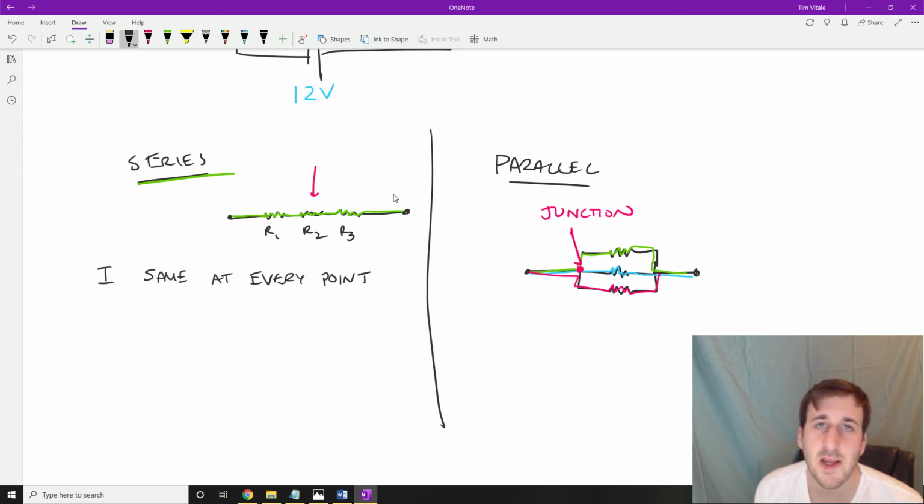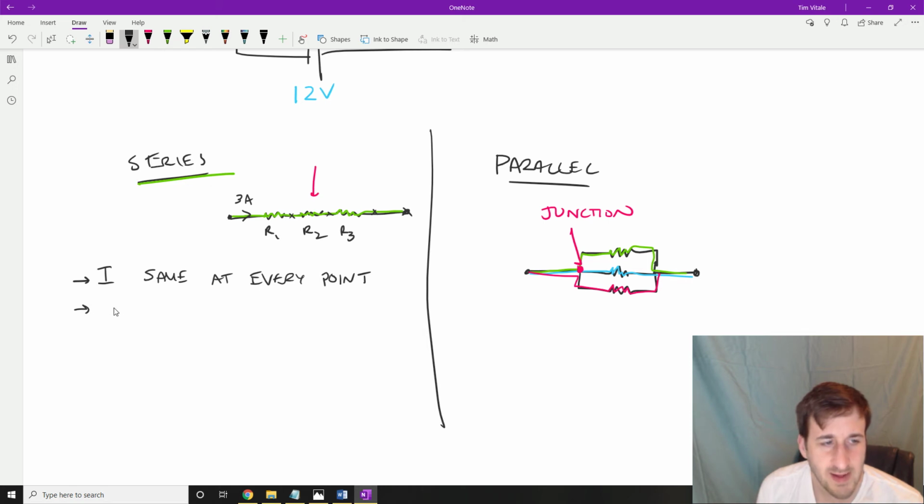Because if the current can't split, then that means it has to stay constant. So if the current here is 3 amps, then the current here is 3 amps, and here is 3 amps, and here is 3 amps. It's 3 amps everywhere. So that's number one. Current is the same at every point.